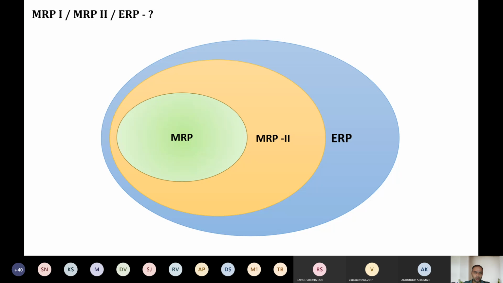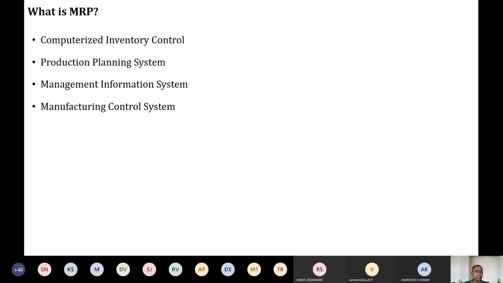Okay, so next let's move on. What is this ERP? It's going to be a computerized inventory control. So whatever inventory is available, the data are available in a database. So it's going to be computerized, data-based inventory control. Say for example, you can also make an MRP system.